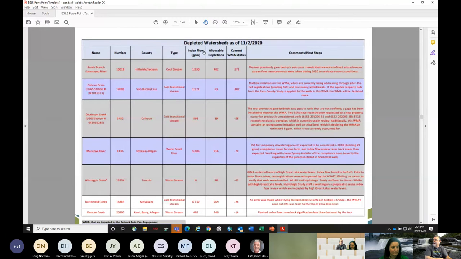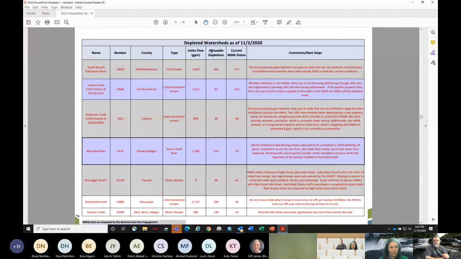So the index flow column here, in gallons per minute, is either going to be the original index flow estimate that was derived by the tool's model. When we get the first site-specific review request in a water management area, our hydrologic studies staff do an index flow review. They'll come back with a revised index flow value that might be higher than, the same as, or lower than the tool's estimate. So for a depleted watershed, odds are that this index flow value will be the result of the index flow review.